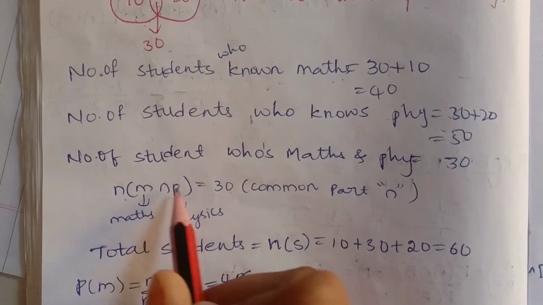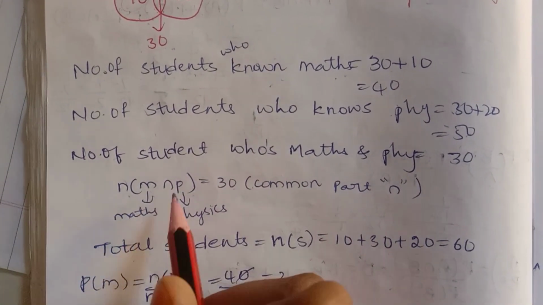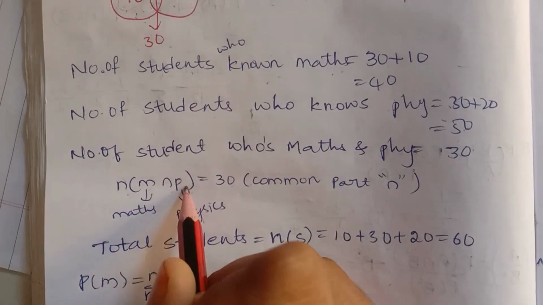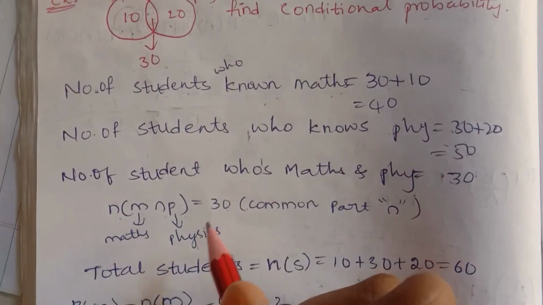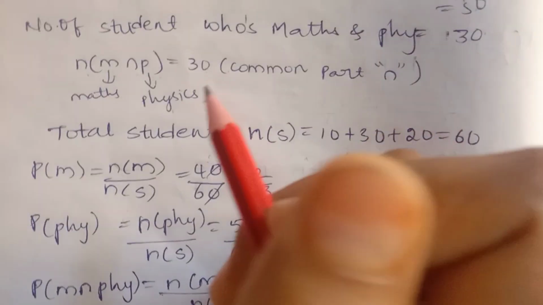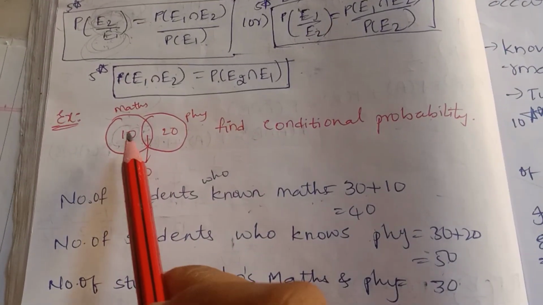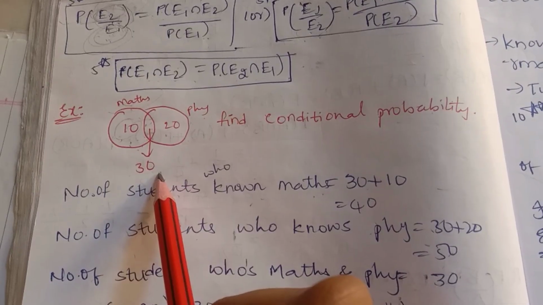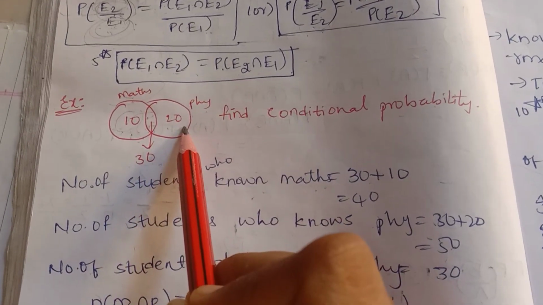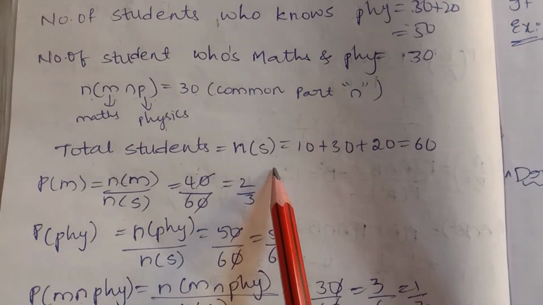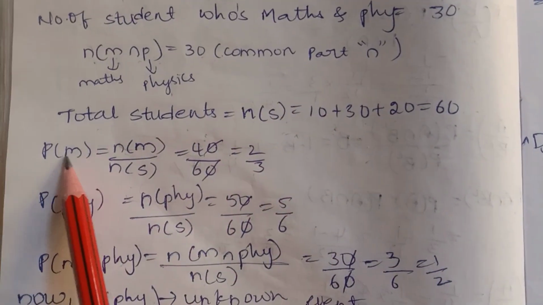N of M intersection P. Here M is maths, P is physics. The intersection of these two, the common term, is 30. Total students N of S equals 10 plus 30 is 40, 40 plus 20 is 60. N of S, the sample space, equals 60.